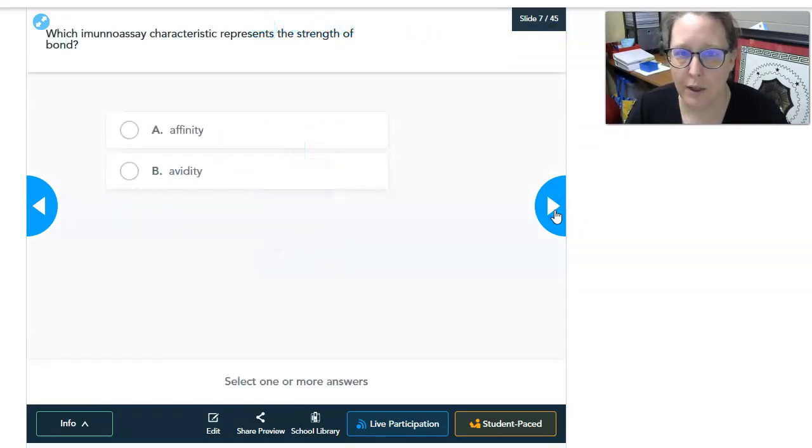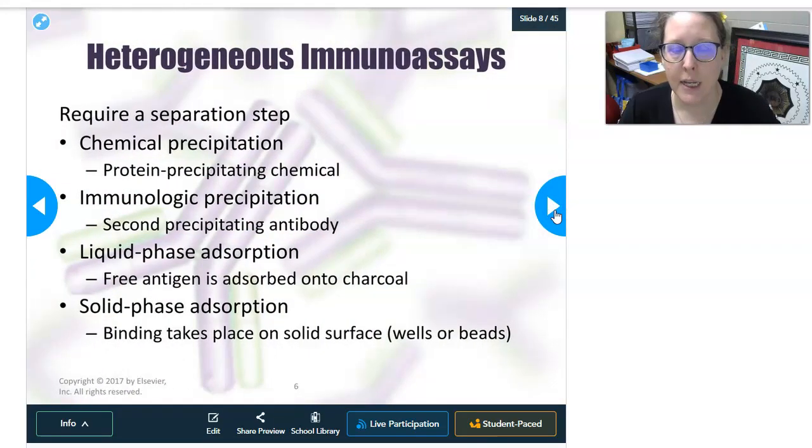Okay, so which immunoassay characteristic represents the strength of the bond? Is it affinity or avidity? So it's a quick little memory test.